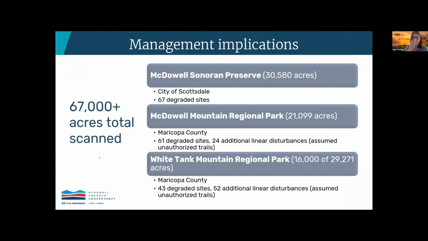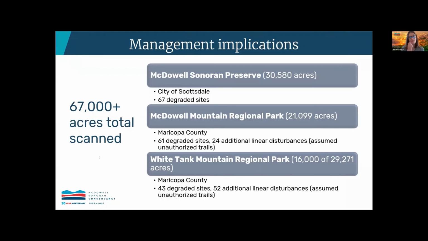And so where have we taken this? We've taken this in a number of directions. We've now had a total of 67,000 acres scanned in the McDowell Sonoran Preserve, and we've moved into the 2 regional parks listed here, where we've also found quite a few degraded sites that were previously unidentified by the county.